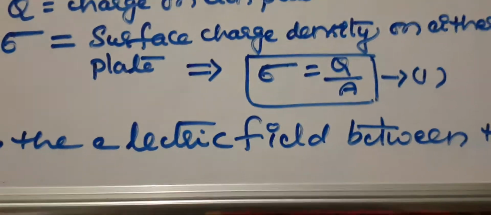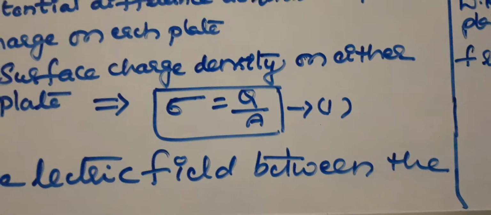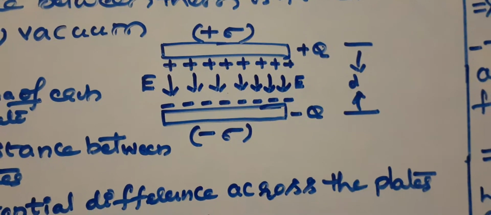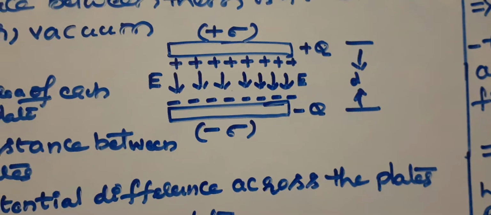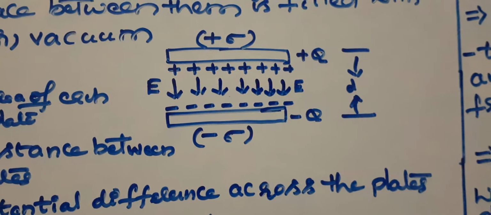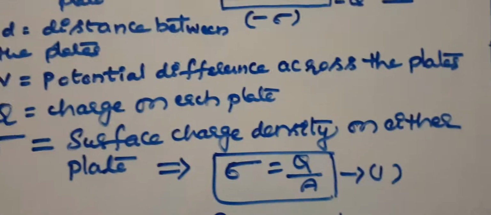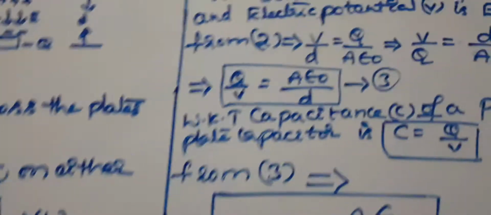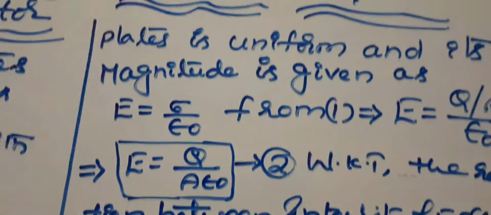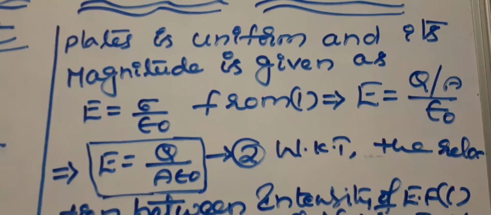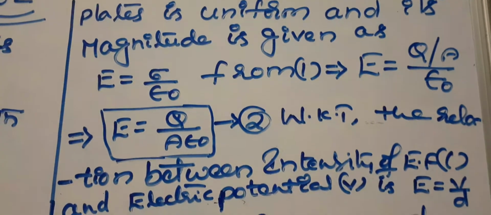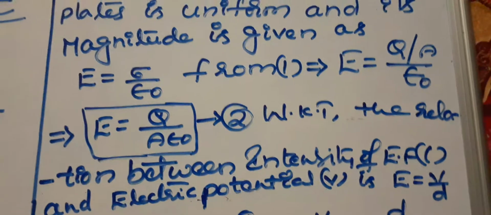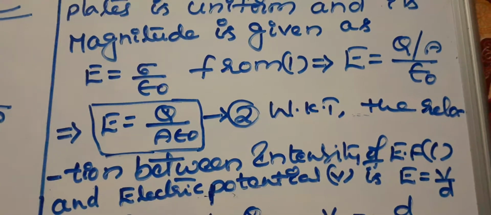The electric field between the two plates, in the gap, is directed from plus to minus, denoted by E. The electric field between the plates is uniform and its magnitude is given as capital E equals sigma by epsilon naught.